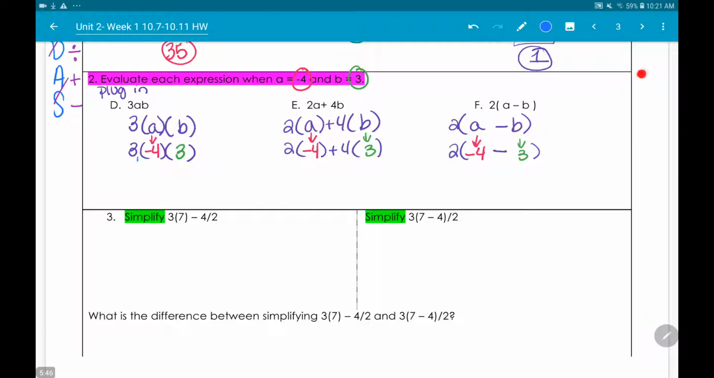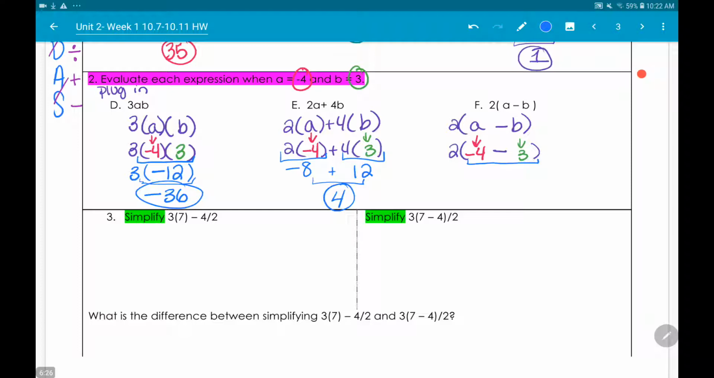All right, so I'm going to take care of my parentheses first. 4 times -4 times 3 is -12. And I bring down that outside 3. And now I do 3 times -12, that's -36. All right, here I'm going to do my parentheses first, again individually. 2 times -4 is -8. 4 times 3 is 12. And now I can go ahead and add these two. They're different signs, so I subtract them, and I get 4.